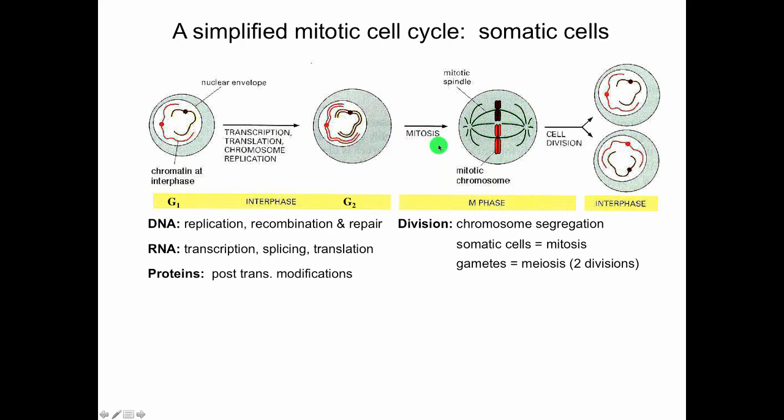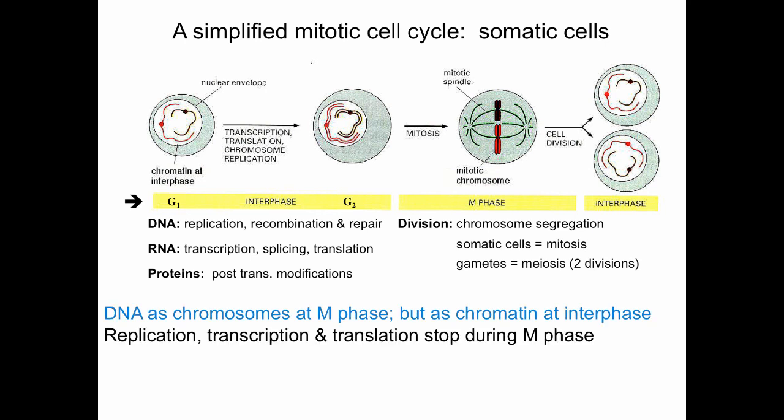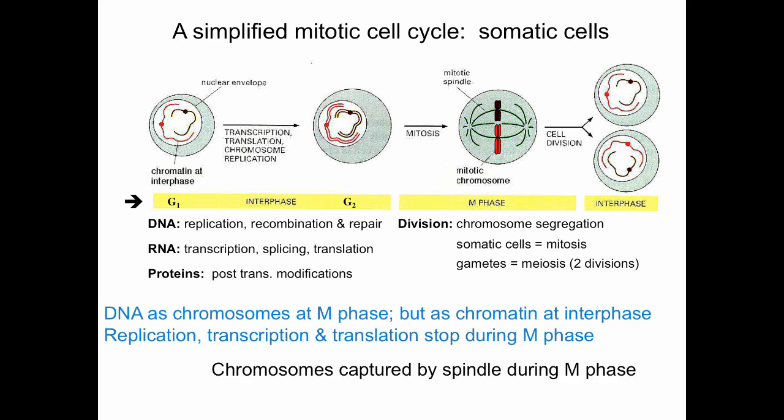And of course the chromatin gets highly compacted during the division cycle, and during the division cycle all of these molecular genetic events would be halted. We know that DNA exists in the configuration of chromosomes at the M phase, that is at the cell division phase, but the DNA exists as chromatin at interphase. As we've suggested, replication, transcription, and translation stop during the M phase, and of course during the M phase the chromosomes are captured by the spindle.